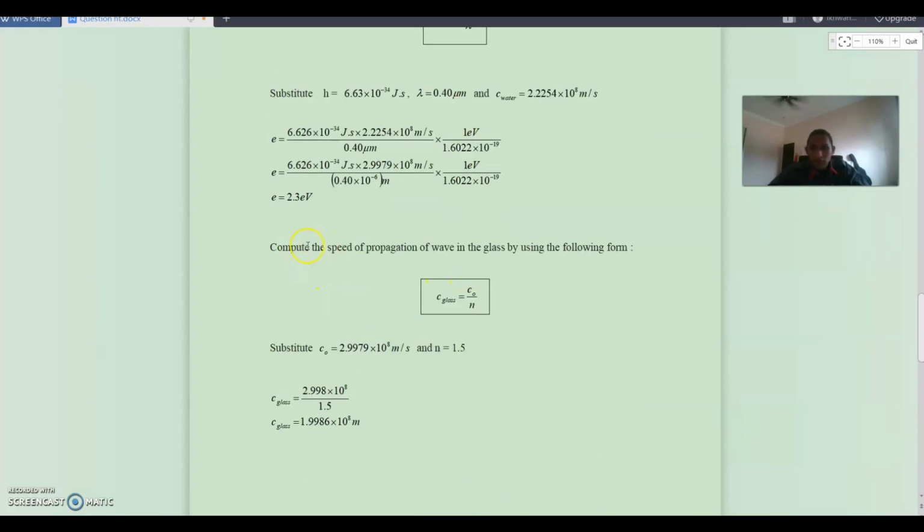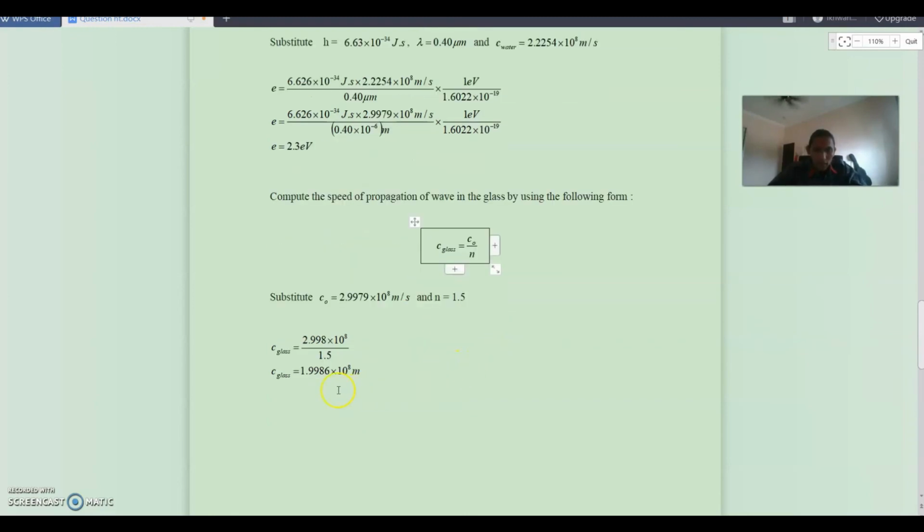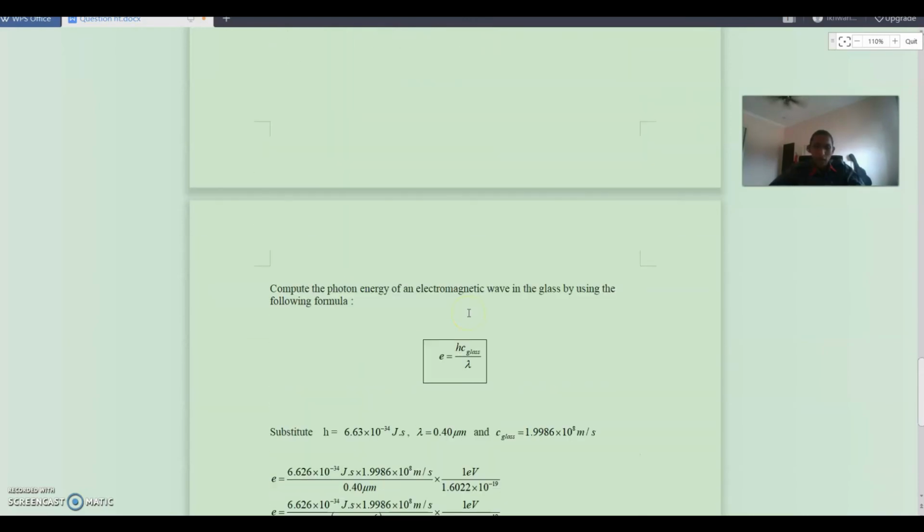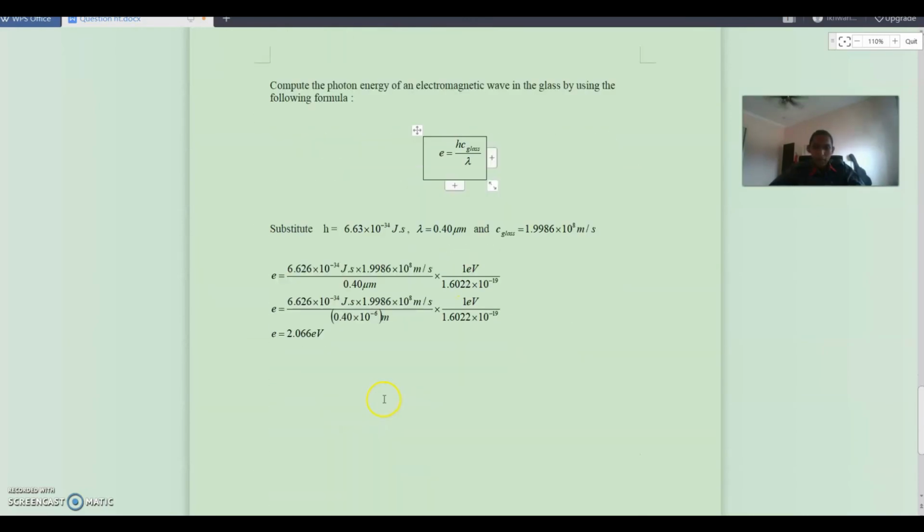The same step for the glass: compute the speed of propagation of the wave in the glass using the formula. Then we get the speed of propagation equal to 1.9986 to the power of 8. The refractive index given by the question is 1.5, and we substitute into the formula. Then we get the photon energy of the electromagnetic wave in the glass equal to 2.066.